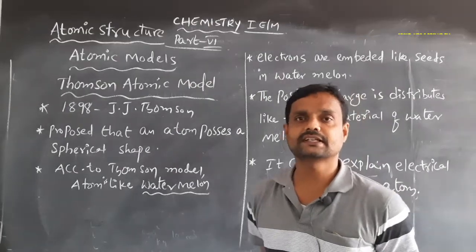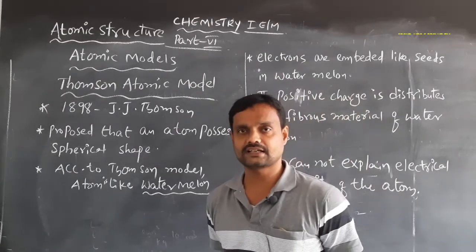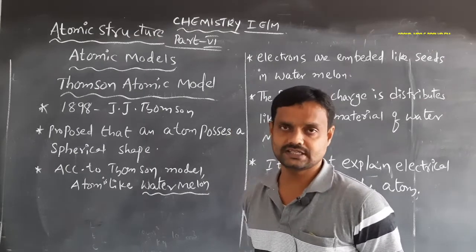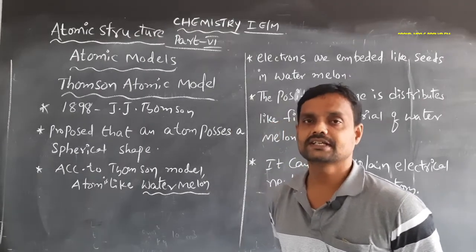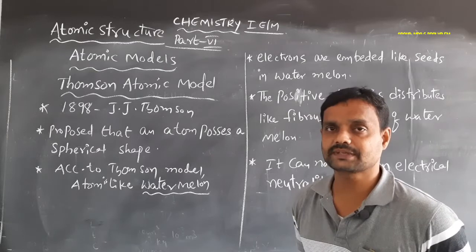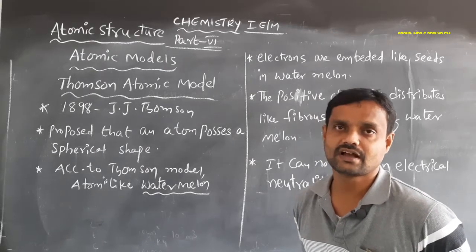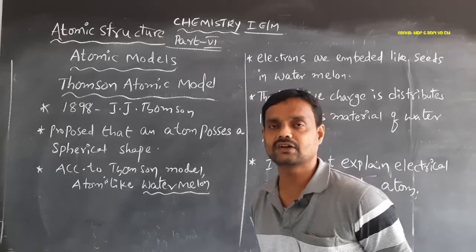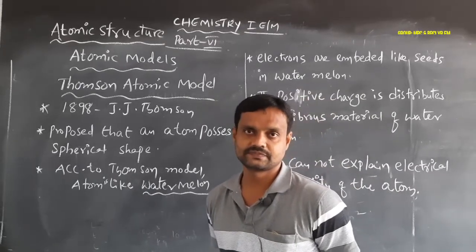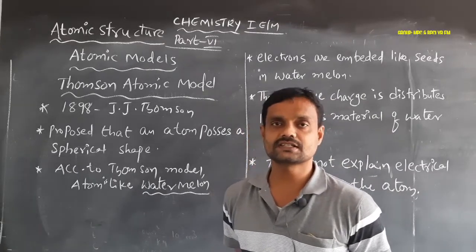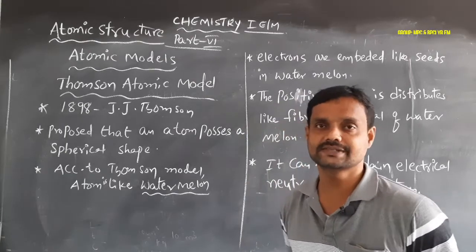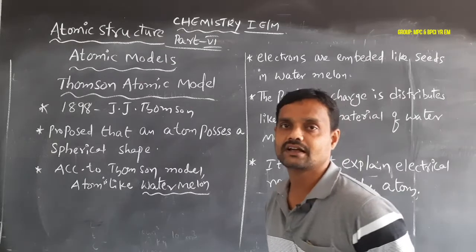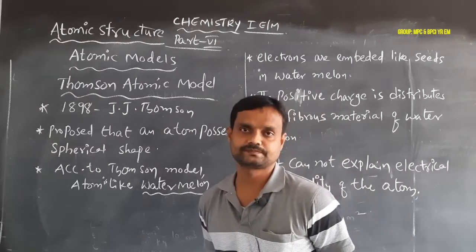For example, the electrons are revolving around the nucleus, and the remaining protons and neutrons are present in the nucleus. How can we say the electrons are revolving around the nucleus and protons and neutrons are present in the nucleus? It can be identified based on the atomic models.